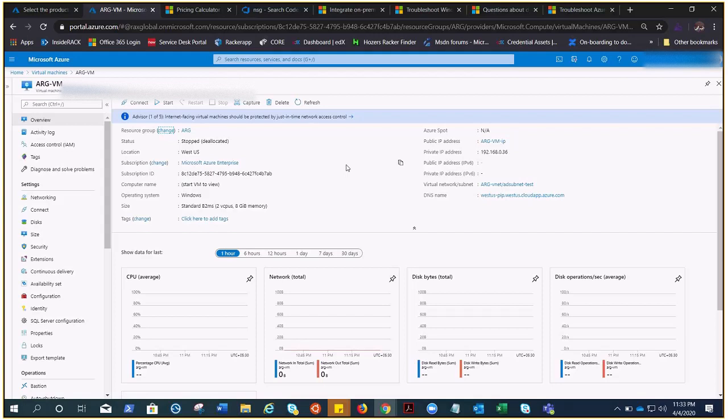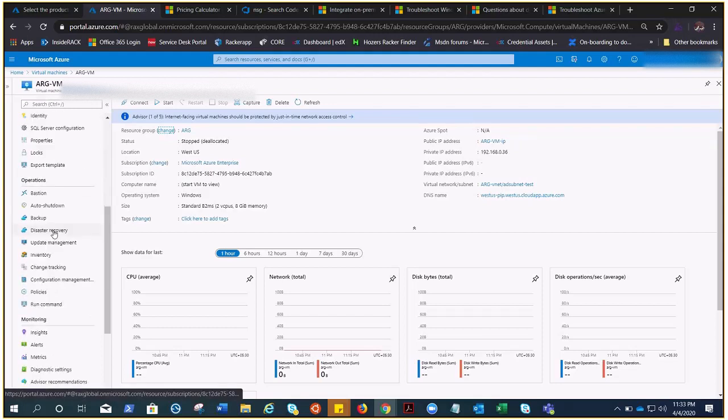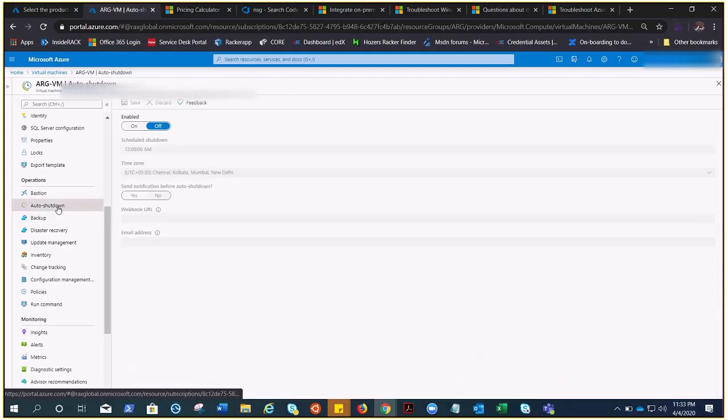So tip number one is you should power down your VMs when they are not in use. For example, on your desktop right now, you see the virtual machine, and I have this button, auto shutdown, under operations. Utilize this feature for all the machines that you do not need to be running 24/7.